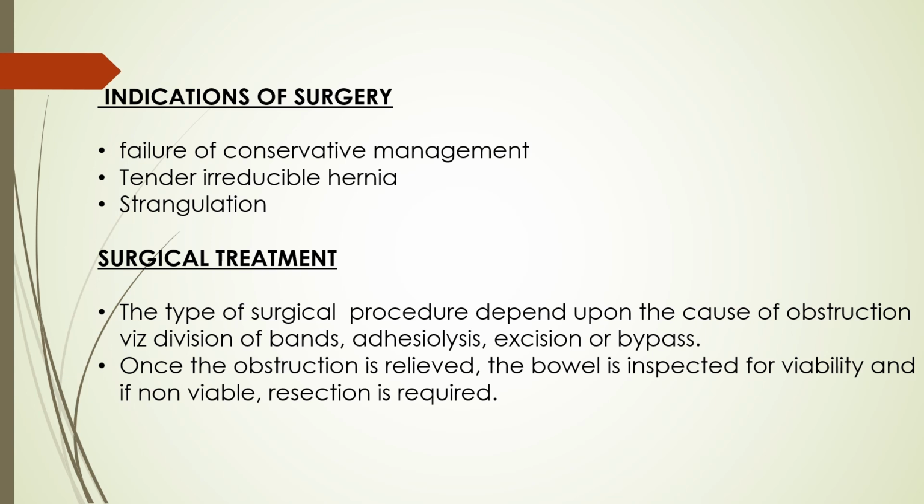So when do you know that the patient needs to be operated? In cases of failure of conservative management, when there is a tender and irreducible hernia, or in the cases of strangulation as we discussed before. The type of surgical procedure depends upon the cause of obstruction, and once the obstruction is relieved, the bowel is inspected for its viability, and if it's not viable, resection is required.